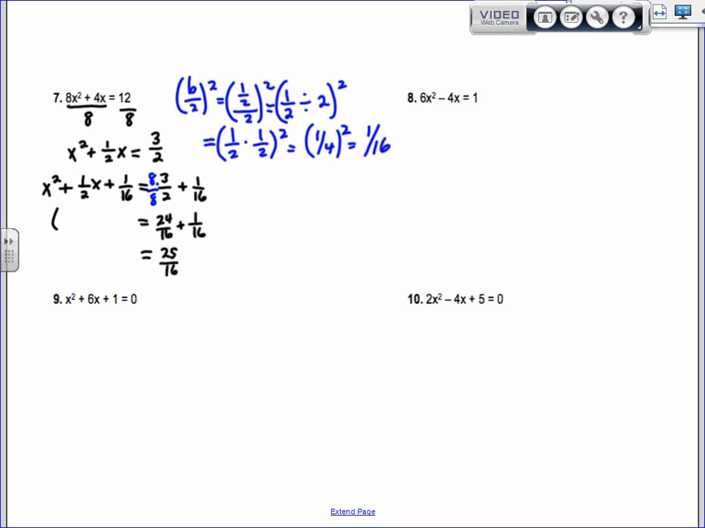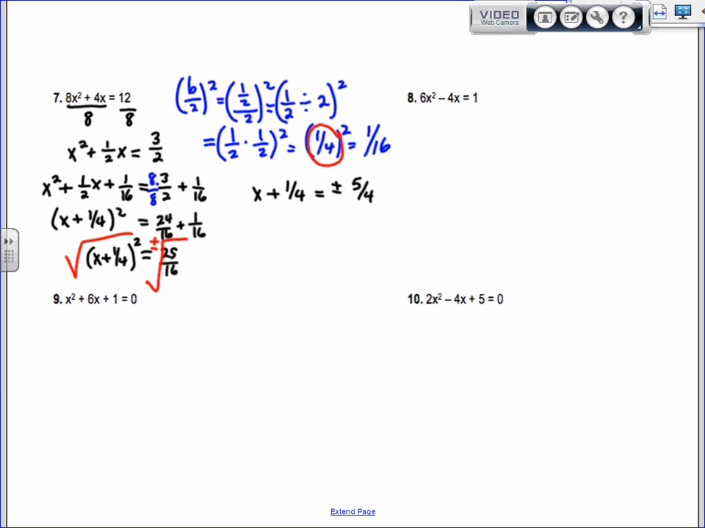So I have x plus 1/4 squared. Did you guys get that? Basically, it's what you had right before you squared it, like the 1/4. So it's going to be x plus 1/4 squared equals 25 over 16. So you then take the square root of both sides. Square root, plus or minus. Because you have the 1 over 16 as well, so you add them. Okay, so you get x plus 1/4 equals plus or minus the square root of 25 over 16.